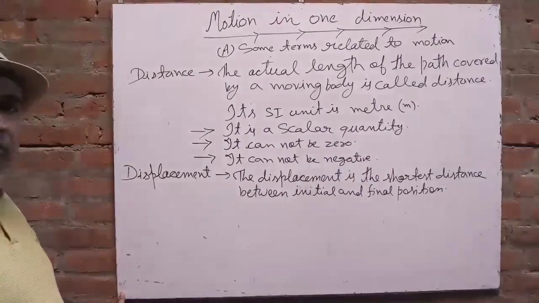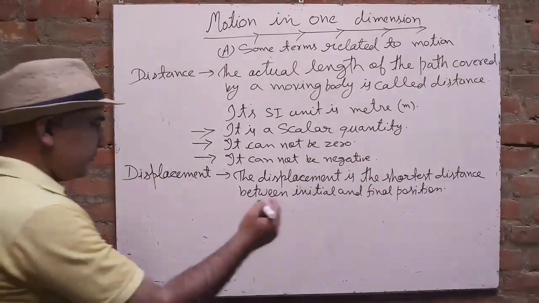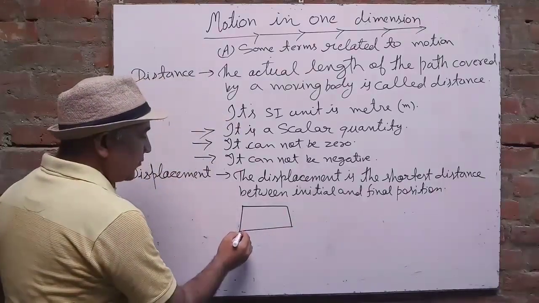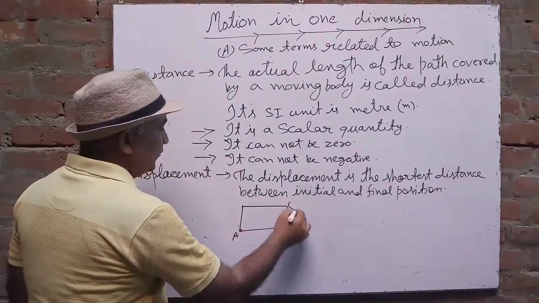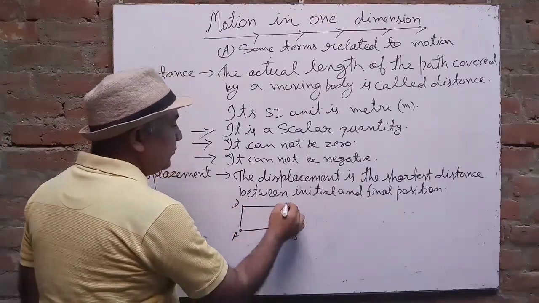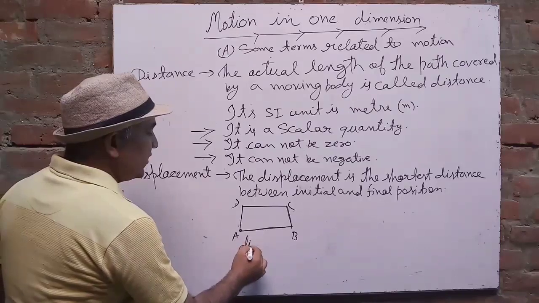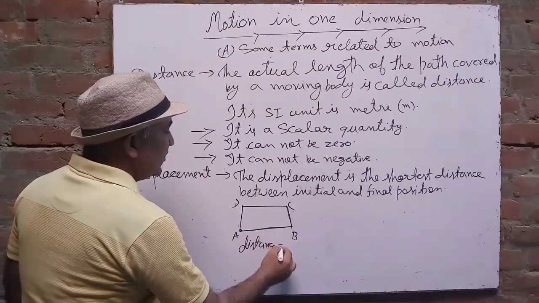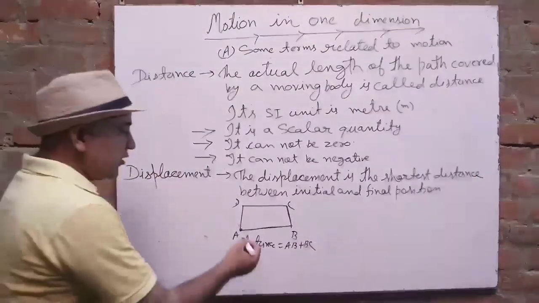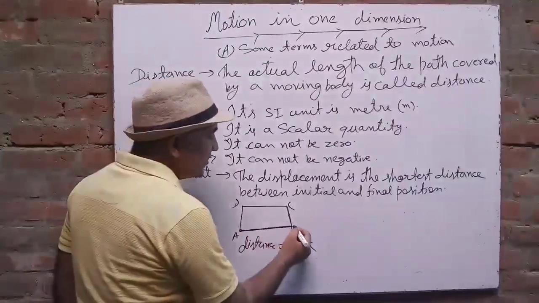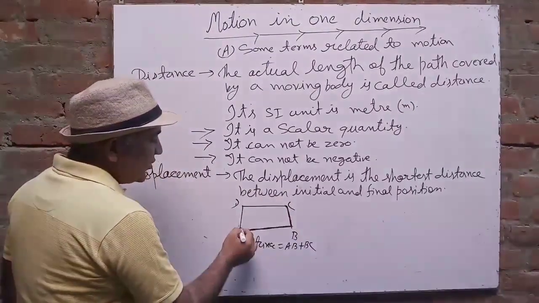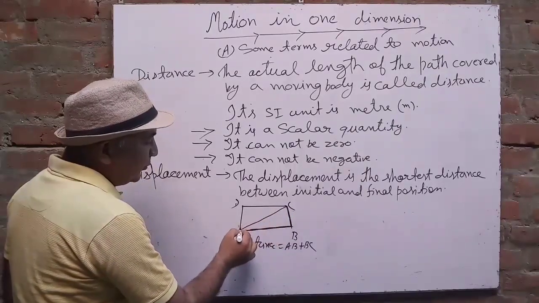Now see, by example I am telling you. Suppose one object starts moving from here. See with the diagram. Suppose I am making one rectangle. One object is starting from this point. First it goes from A to B and then B to C. Then what will be the distance? Distance will be AB plus BC, because the total distance covered by the body is AB plus BC. But displacement is the distance between initial and final position.